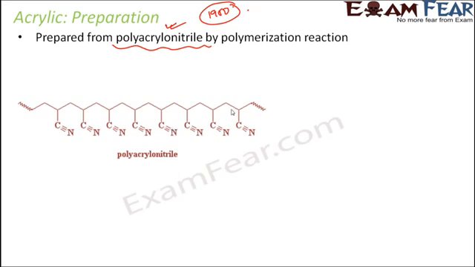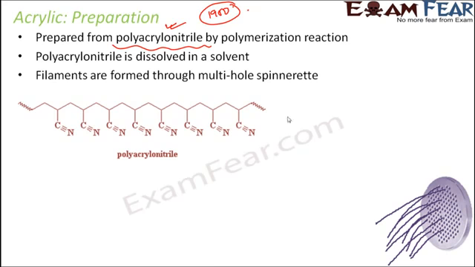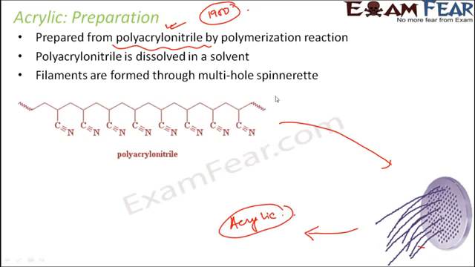This polyacrylonitrile is dissolved in a solvent, and then the filaments are forced out through this multi-hole spinneret. As you can see, this is the spinneret. The filaments which come out of it are in viscous form, and then they are solidified finally to form acrylic. So from these filaments we get acrylic. This is the polymer from which we actually form acrylic, that is polyacrylonitrile.